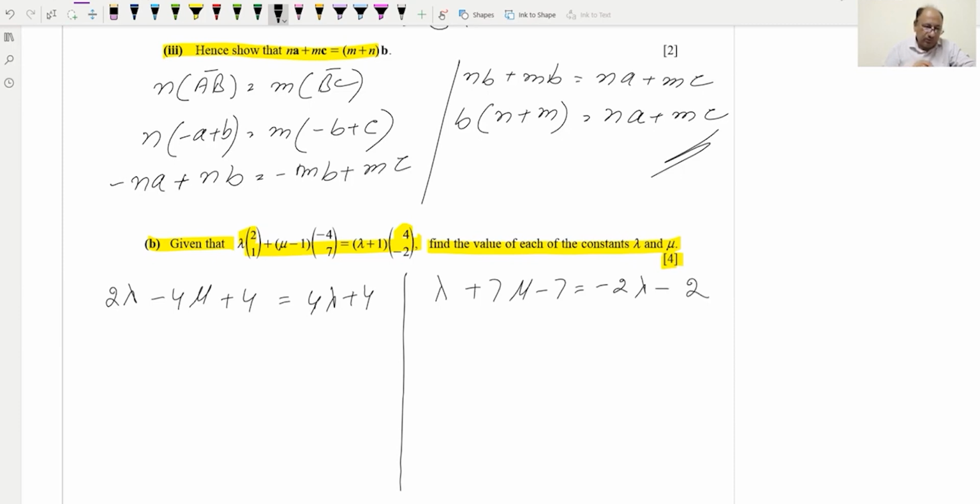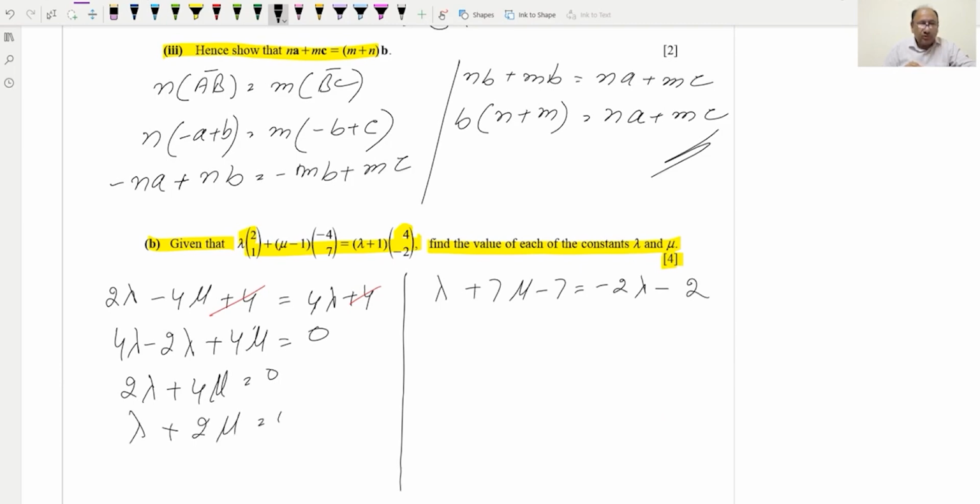And now we can solve these two equations. We can shift everything to the other side, so it will be 4 lambda minus 2 lambda plus 4 mu is equal to 0, because plus 4 and plus 4 will be cancelled. Now we can rewrite it as 2 lambda plus 4 mu is equal to 0. This implies lambda plus 2 mu is equal to 0. This will be our one equation.